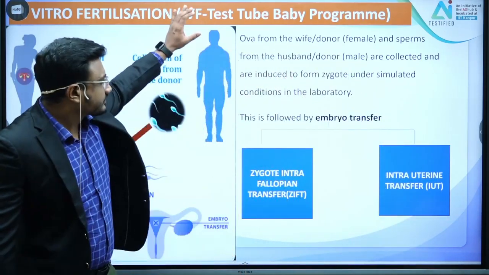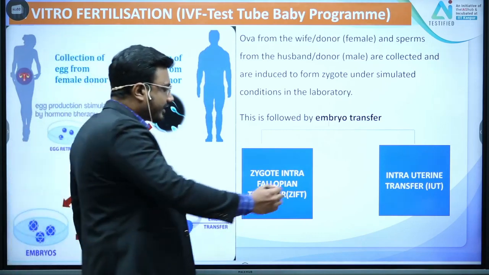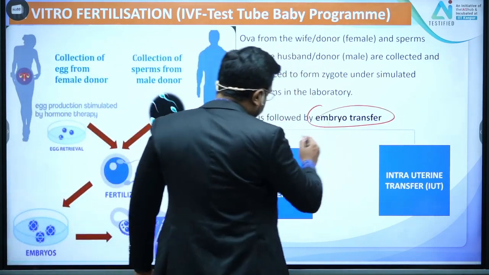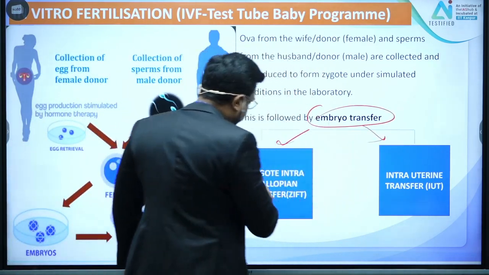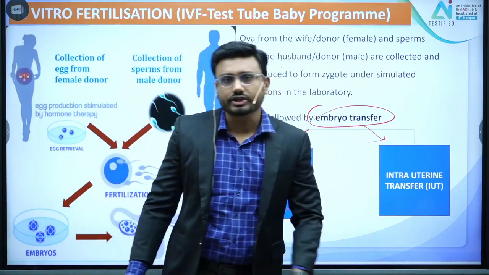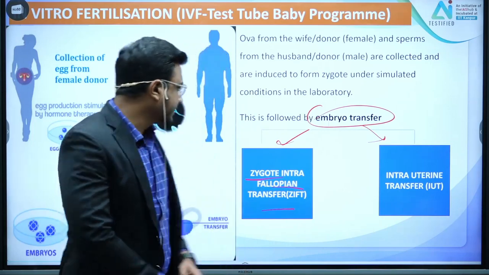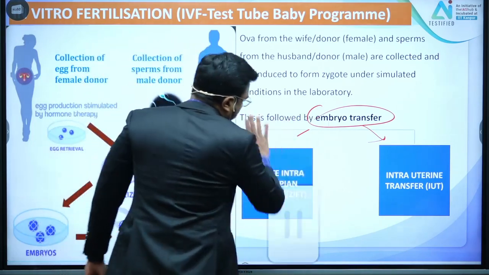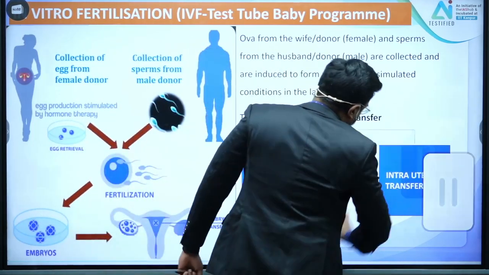The embryo transfer can happen in two ways. First way is the zygote intrafallopian transfer. Another one is the intrauterine transfer. Now let us go through both these embryo transfer processes, right?